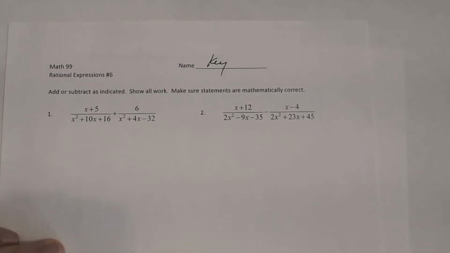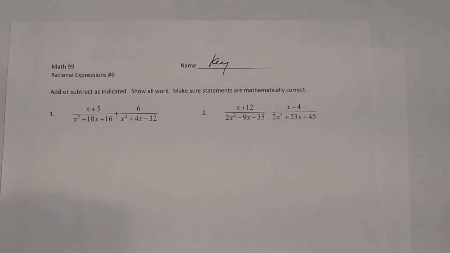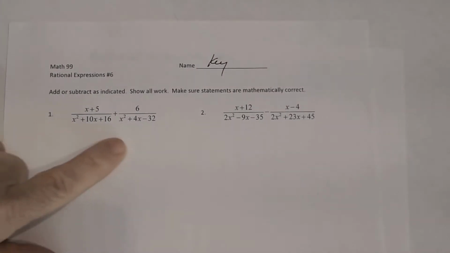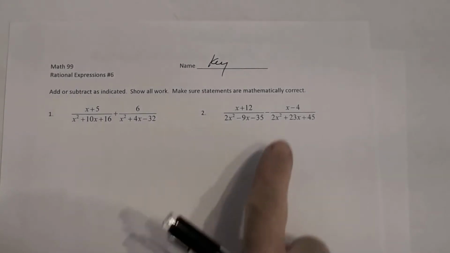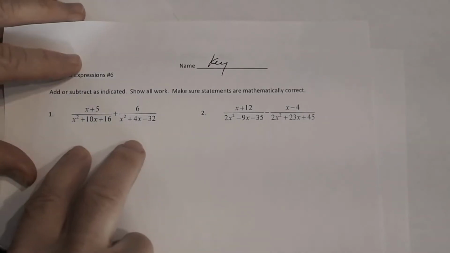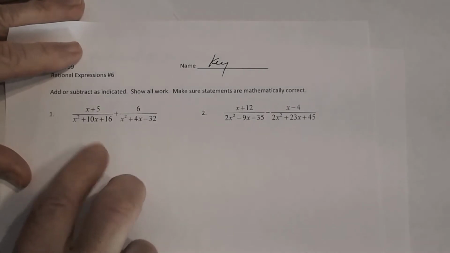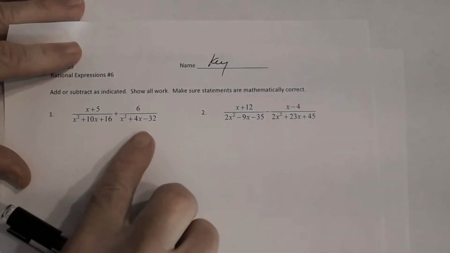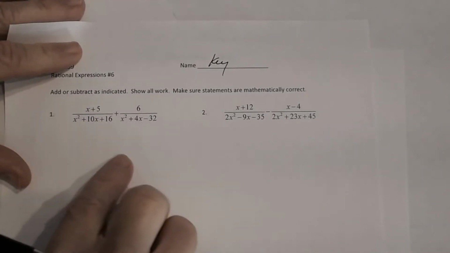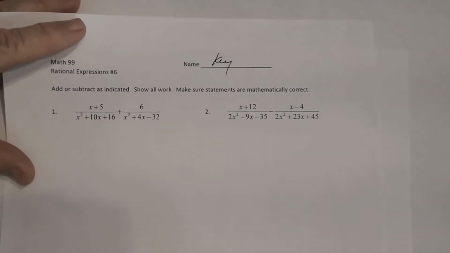Okay, so this is the key to worksheet number 6. On worksheet number 6, you're adding two rational expressions with different denominators, and you're subtracting two rational expressions with different denominators. All right, so remember, whenever you add or subtract rational expressions, the denominators must be the same. So we're going to have to factor the denominators and then find the LCD. Okay, so that's going to be the first thing we're going to do.